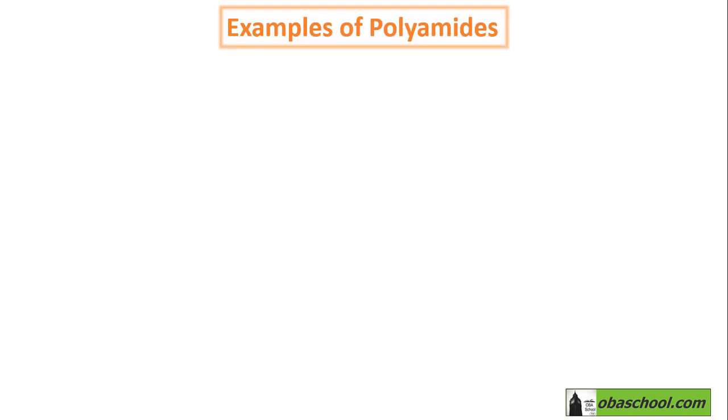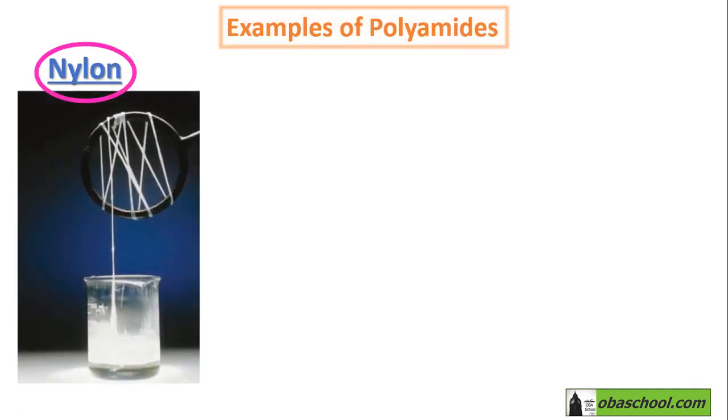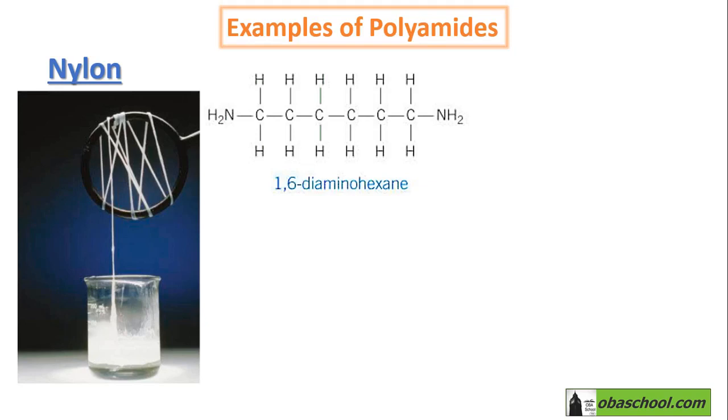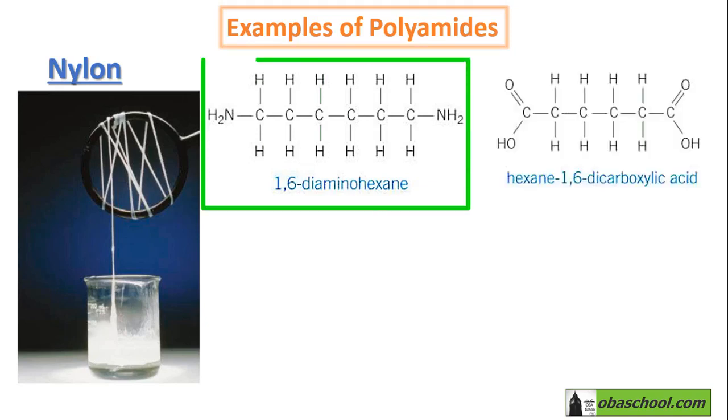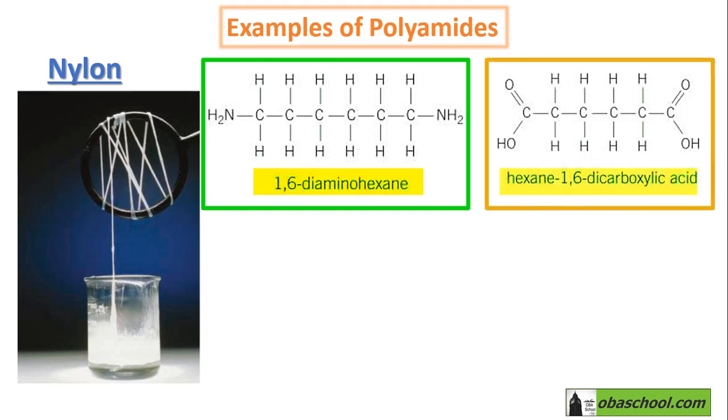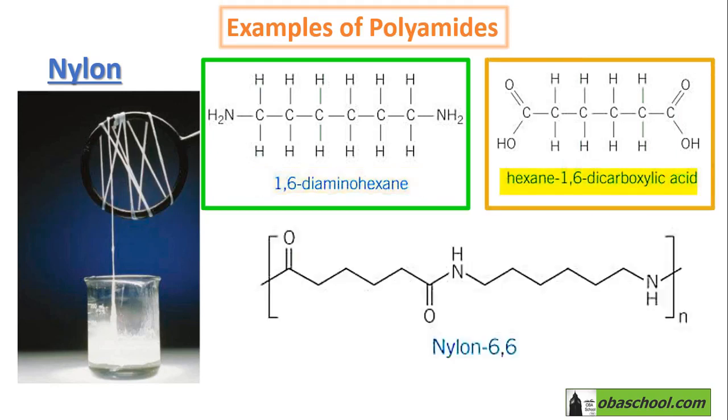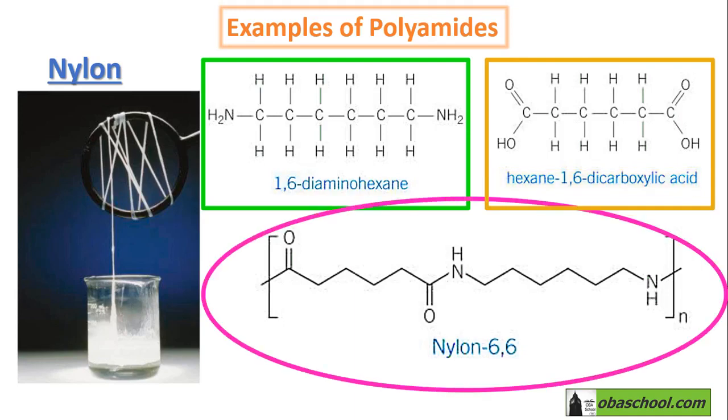Let's observe some examples of polyamides. Examples of polyamides are the nylon. Nylons are polyamides, and as you can see here in this picture, this is a demonstration of the formation of nylon. Nylon comes from the reaction of 1,6-diaminohexane with hexane 1,6-dicarboxylic acid. When they react together, they will form this formula of the nylon.